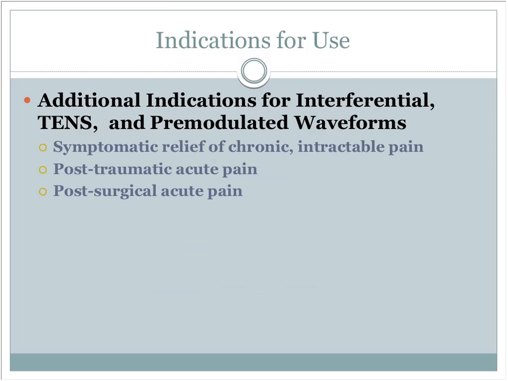So we talked about all of those types of things, but now looking at just interferential, TENS, and premodulated, these ones work great for, and it says, symptomatic relief of chronic intractable pain. Will not cure pain, okay? But it can relieve a lot of the symptoms. I've actually done this with some success, not all the time, depends on the patient.